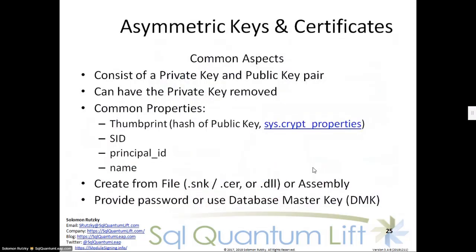So the basis behind this, they're both asymmetric keys and certificates. Basically, a certificate is an asymmetric key with additional information. An asymmetric key has a private key and a public key. These asymmetric keys and certificates can also be used for encryption, and in that case, the private and public key are used slightly differently.